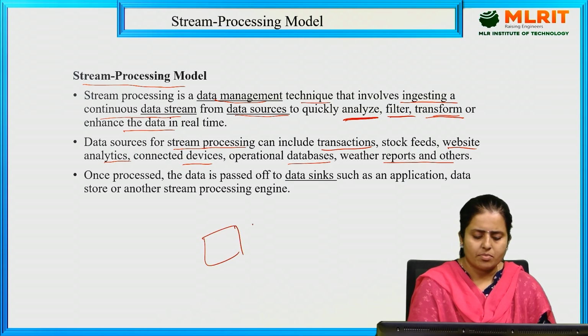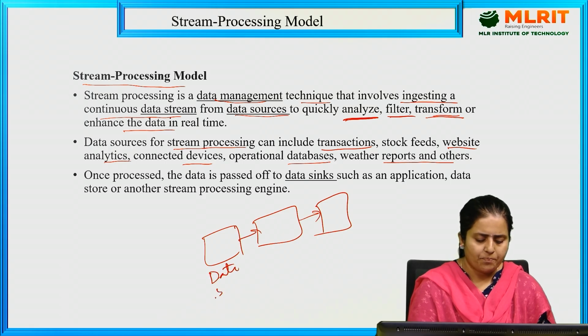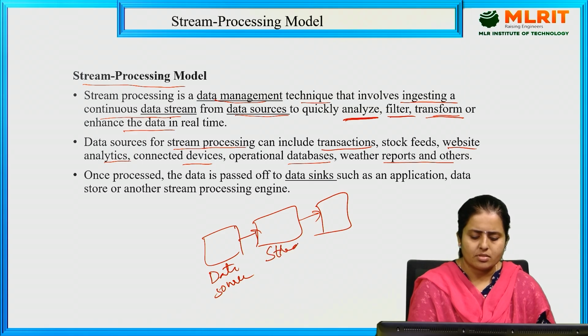So here, as part of stream processing, we are going to involve three steps. Stream processing works in three stages. The first step is the data source, and in the middle is the stream processing engine, and the last one is the data sink.